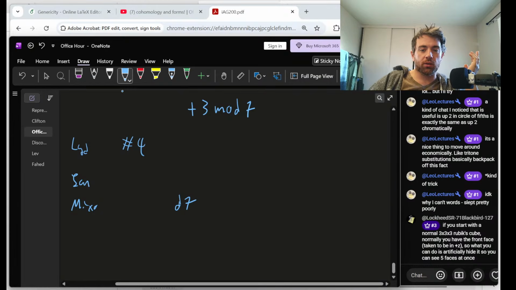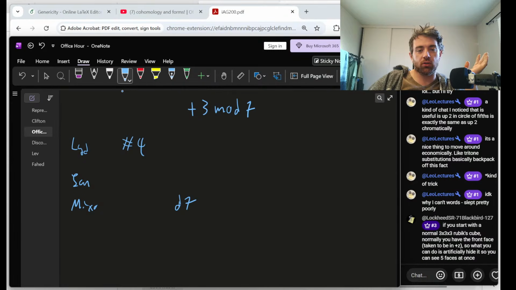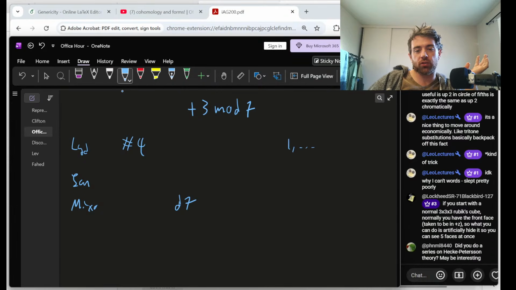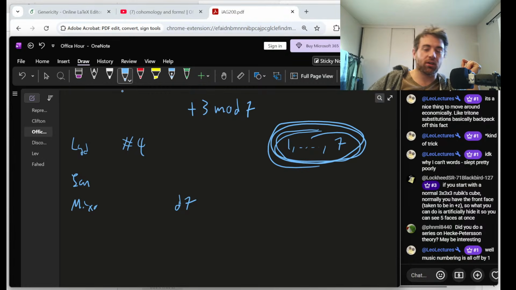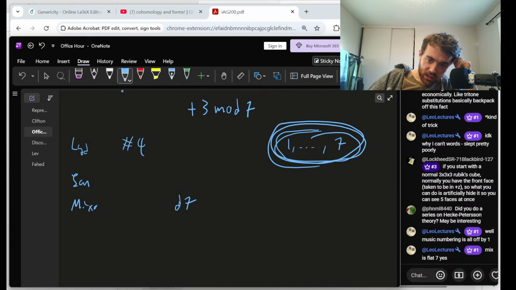Well, except the way I write it, because musicians normally don't start on 0, so I take my representatives for the equivalence classes to be 1 to 7. And yeah, exactly, it's all off by 1. When I say mod, I mean take the unique representative from 1 to 7, not from 0 to 6.